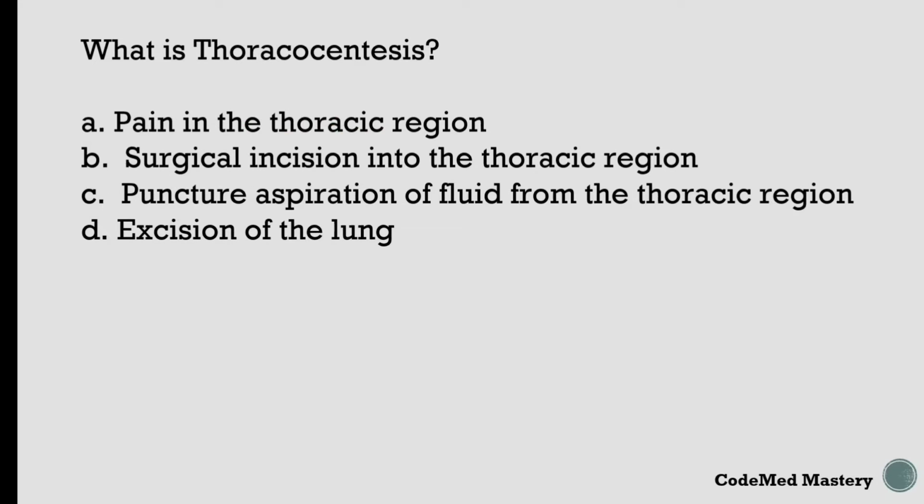Next question, what is thoracocentesis? Option A, pain in the thoracic region. Option B, surgical incision into the thoracic region. Option C, puncture aspiration of fluid from the thoracic region. Option D, excision of lung. The right answer is option C, puncture aspiration. We already know that in thoracocentesis, the term centesis means puncture aspiration of fluid. Right answer is option C.